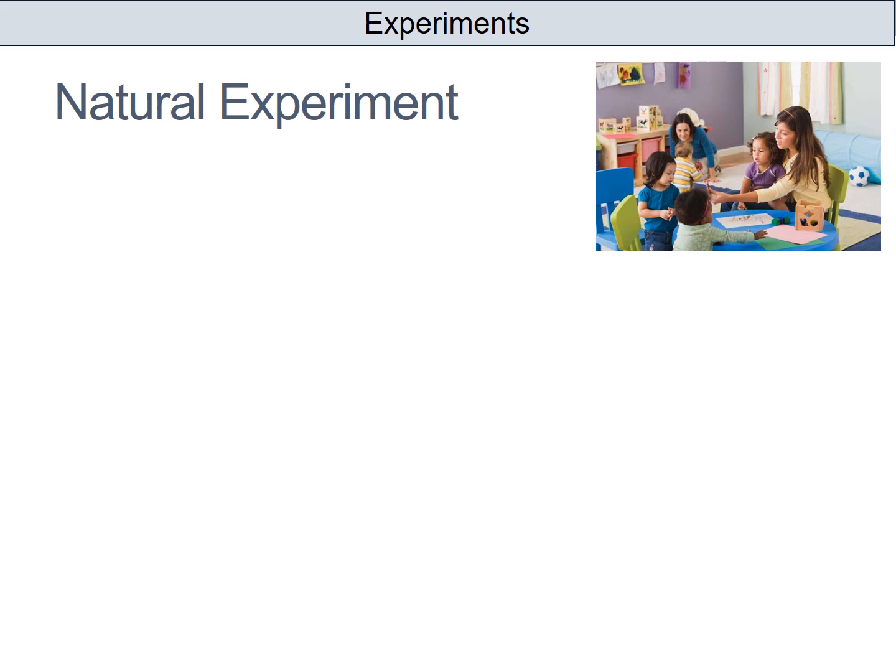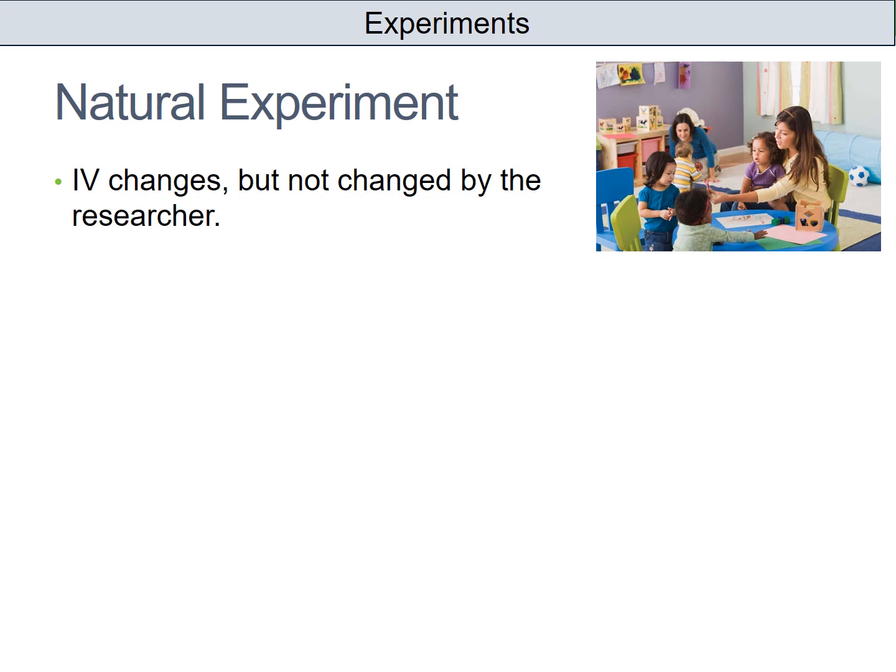So instead we'd use a natural experiment, which is where the IV does change, but it's not the researcher who changes it. So in my example, the parents would naturally decide whether they want to send their children to daycare or not, and then the researcher would approach parents from each of those two groups and ask them if they're willing to take part in the study.